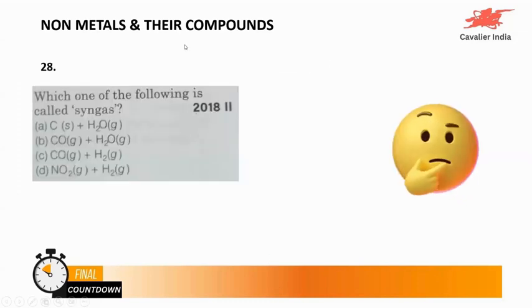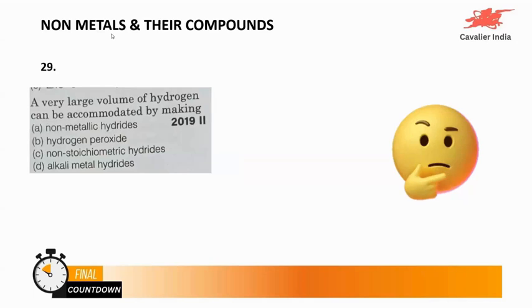And which one of the following is called syngas? Mixture of carbon plus water, carbon monoxide plus water, carbon monoxide plus hydrogen, nitrogen dioxide plus hydrogen. Which is the right option? Syngas is a mixture of what? Carbon monoxide and hydrogen. Okay, CO and H2.